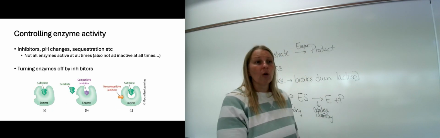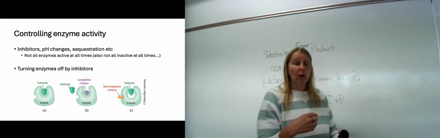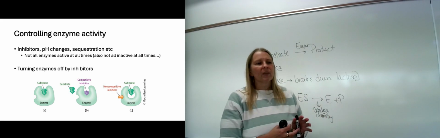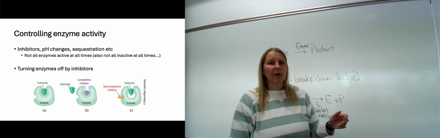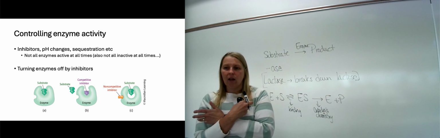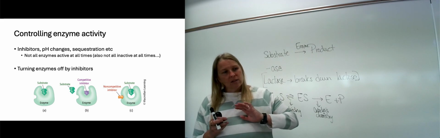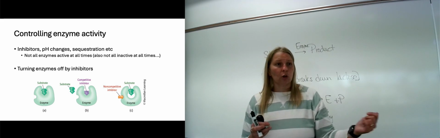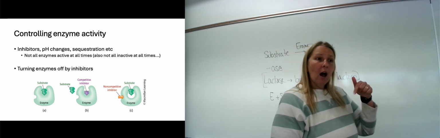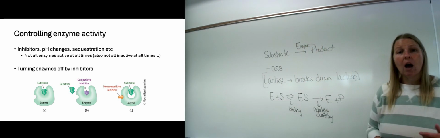So we can control that activity by changing pH, by changing temperature, or by what we call sequestering it. We can just say, hey, pepsin, you're only active in the stomach. I'm not going to ship you to the stomach yet because you haven't eaten anything. So you're just going to stay here in this cell at the wrong pH so you're not working correctly yet. And then, oh, I need it. So then you ship it to the stomach and now it's no longer sequestered. It can do its job. But the other way that we can regulate enzyme activity is with inhibitors.